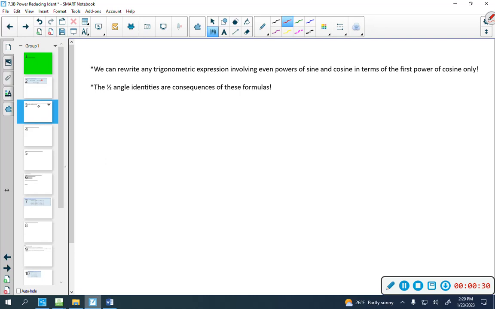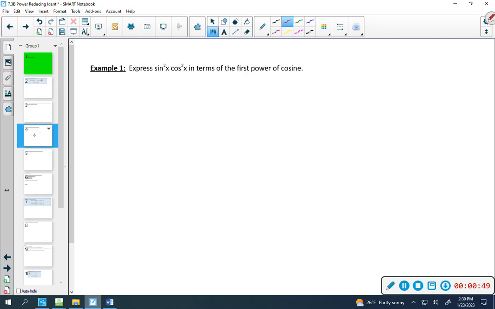All right, we can rewrite any trig expression involving even powers of sine and cosine in terms of the first power of cosine. So what does that really mean? You can only have cosine to the first power. No cos squared, cos cubed, anything like that. And the half angle identities are consequences of these formulas.